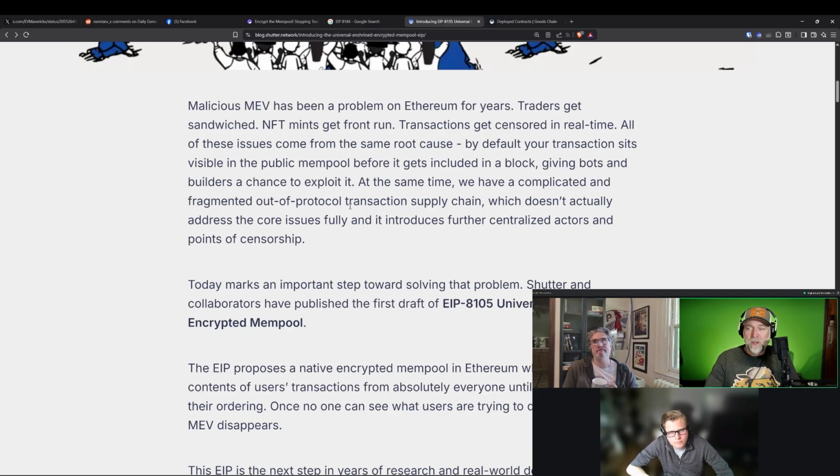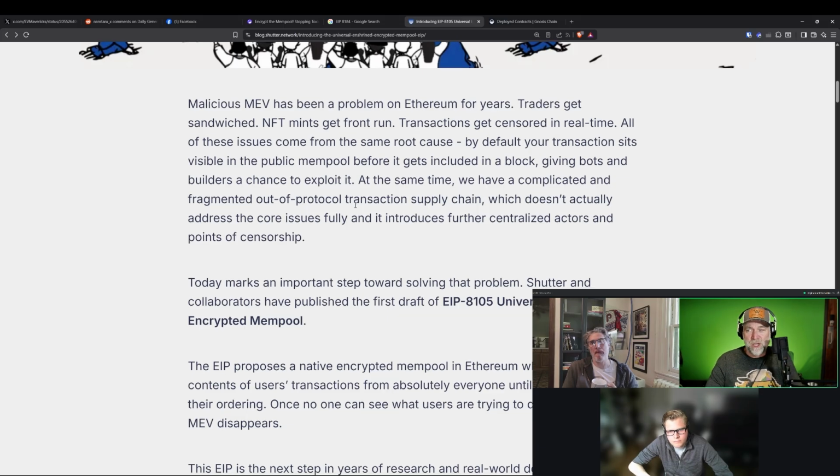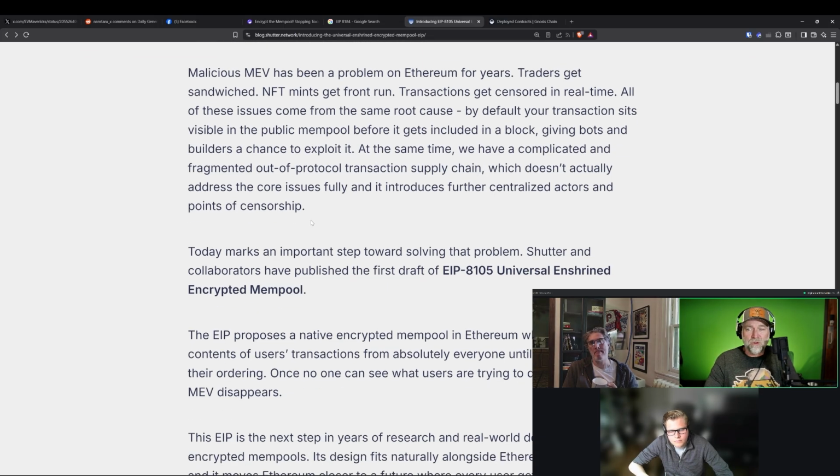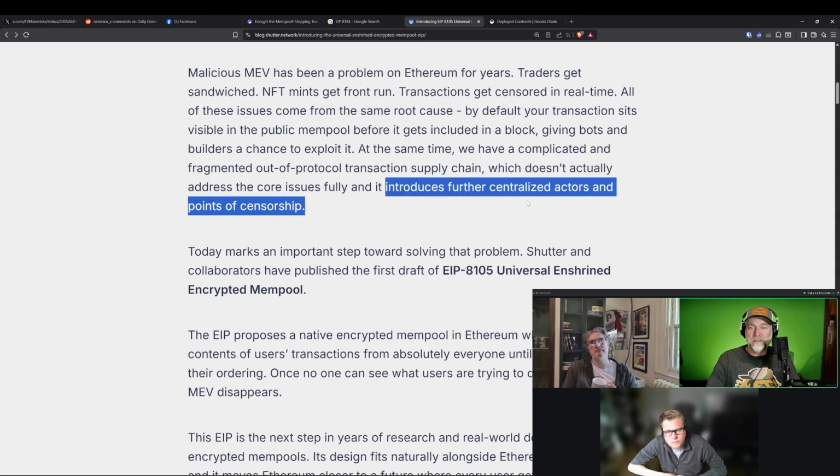At the same time, we have a complicated and fragmented out of protocol transaction supply chain, which doesn't actually address the core issues fully, and it introduces further centralized actors and points of censorship. This last piece here introduces further centralized actors and points of censorship. That kind of resonates in the current climate of alt L1s, if I'm not mistaken, because they could just do it by default. Trying to protect the trades sitting in the mempool is difficult work.